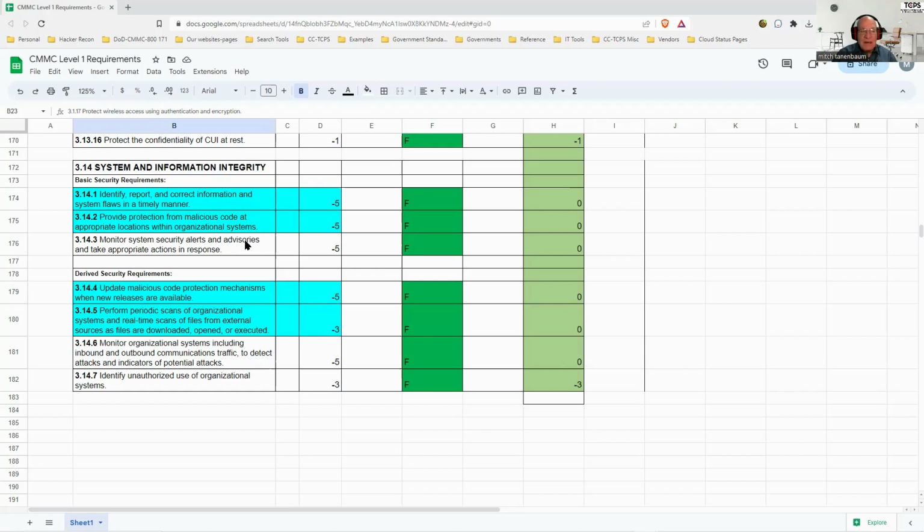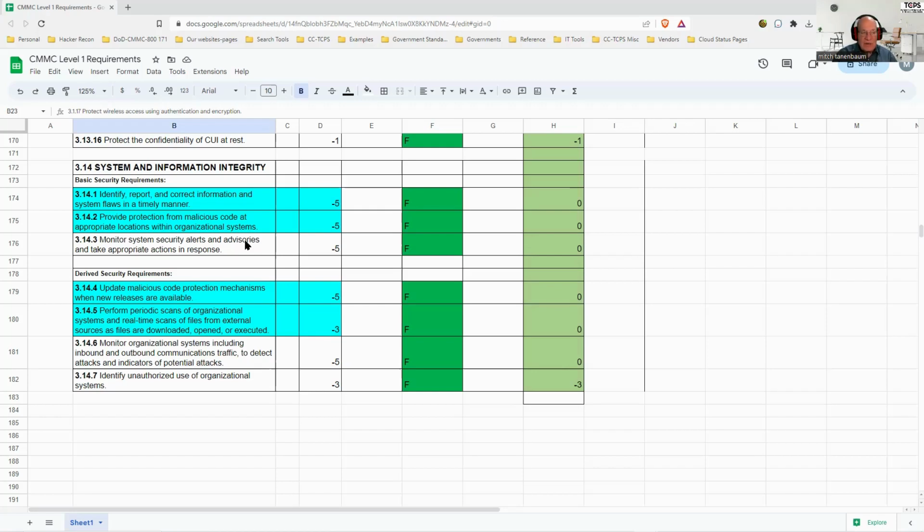So that means that, for example, when Microsoft puts out their monthly patch release, those get done, including the computer at home. And also, by the way, that includes the phones, if the phones have federal contract information on them. And then provide protection from malicious code. That means probably, if you have cyber insurance, you have some kind of endpoint detection and response software, or you have managed endpoint detection and response software. That's what they're talking about here.